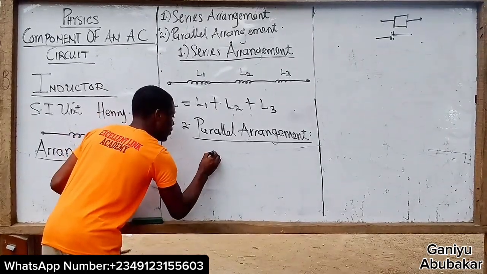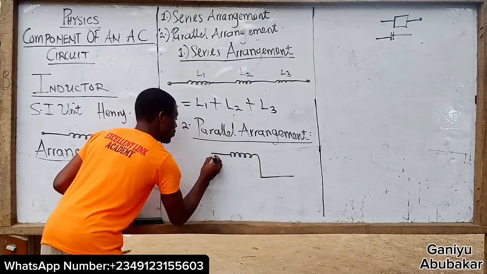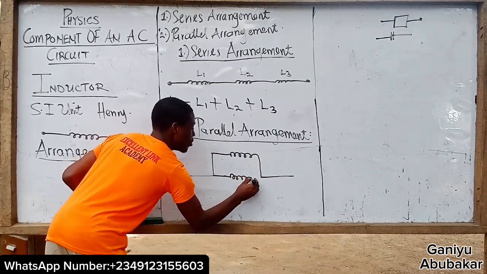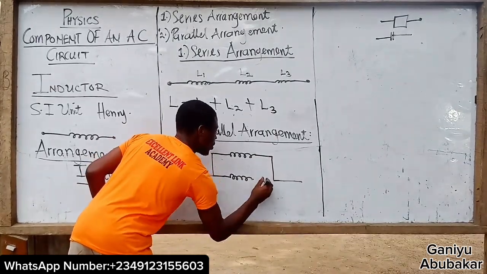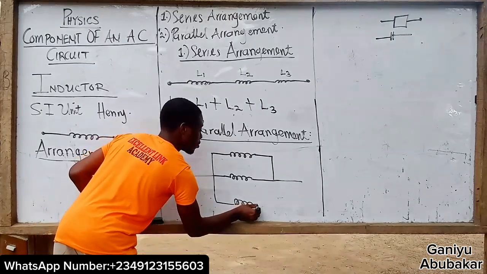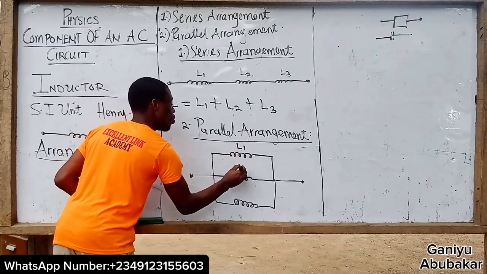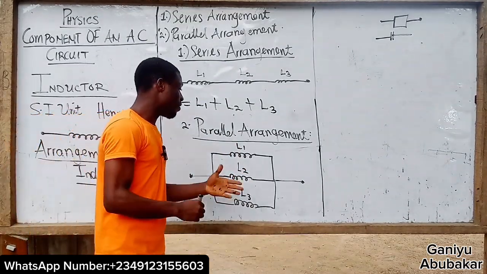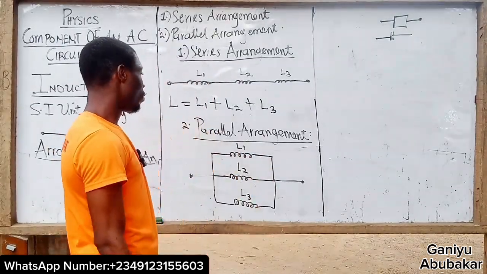So draw this diagram here. It becomes the diagram for expressing the parallel arrangement. Call these L1, L2, L3. So this becomes the arrangement of inductors in parallel, as you can see in front of you.